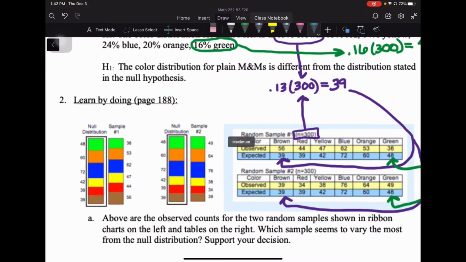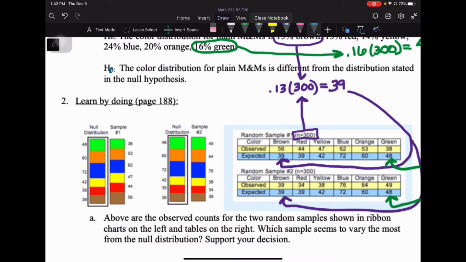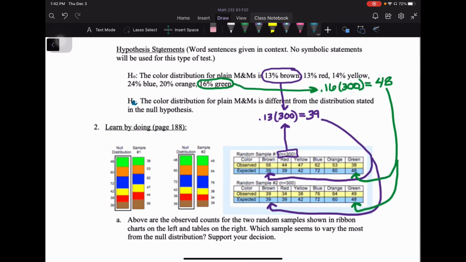The alternative, and that should be an A there instead of a 1. Some statistics books use H0 and H1 for initial and first, but we use HA. The alternative hypothesis is that the distribution is different from what's stated. And that can happen if brown is off, or maybe the yellow wasn't right, or one of those colors is off. It doesn't mean that every color has to be different. It just means that one of them is different.